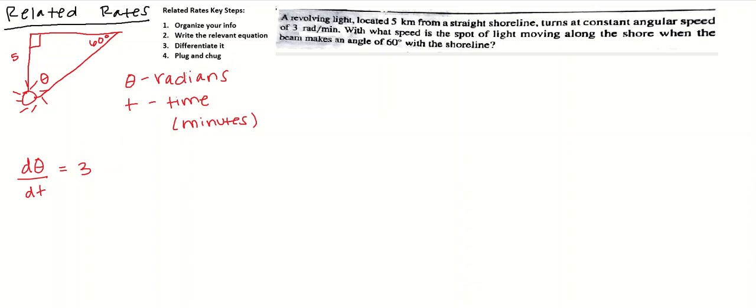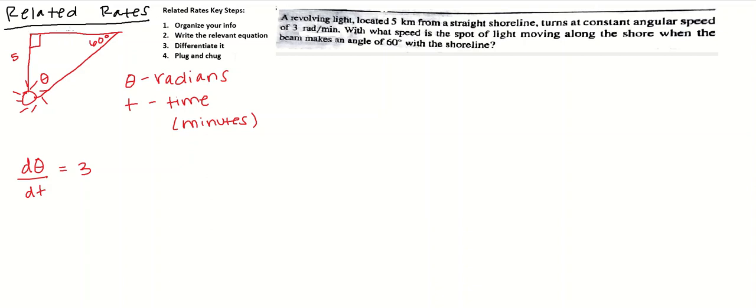Okay, so it looks like we've labeled everything that we know, we've drawn our picture, and now the next step is to figure out what they're asking us to find. So they want to know with what speed the spot of light is moving along the shore. What they mean by that is, as this revolving light rotates, the beam is first going to get shot here, then here, then here, and then here, and so on, right? So the beam is traveling along the shoreline. They want to know what that rate of change is, how fast the beam travels along this shoreline.